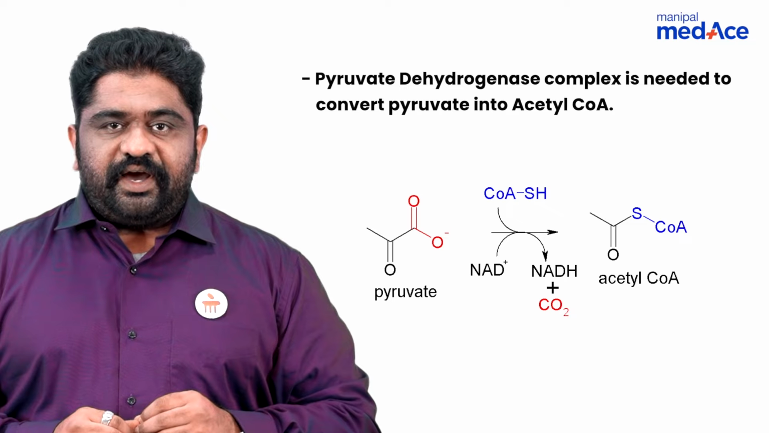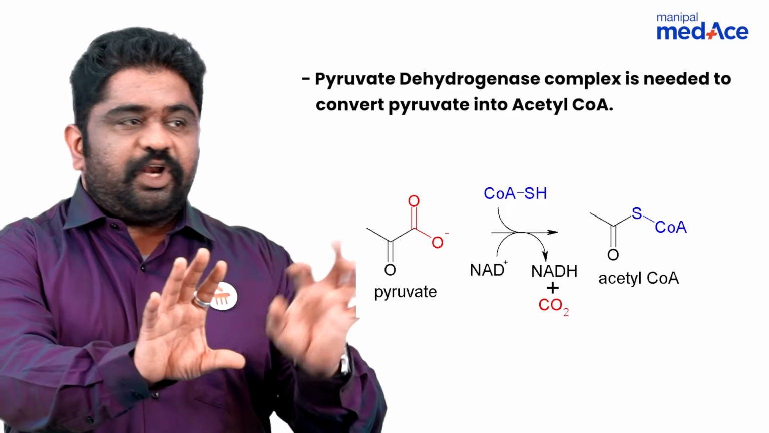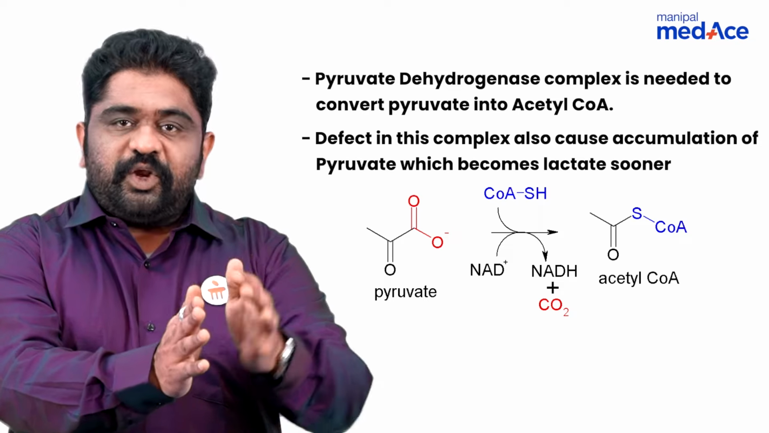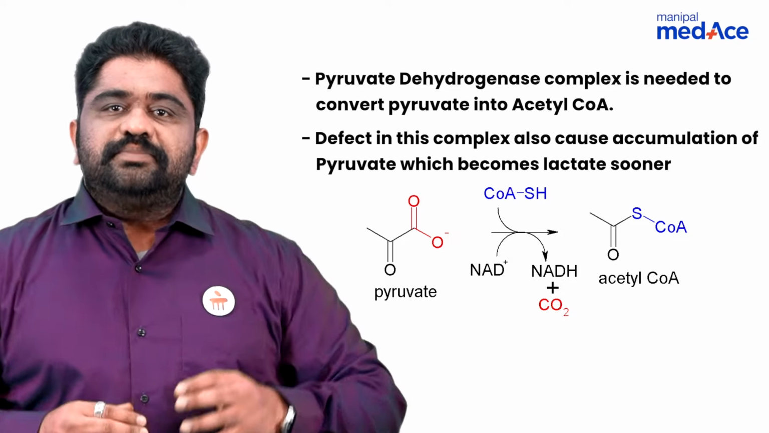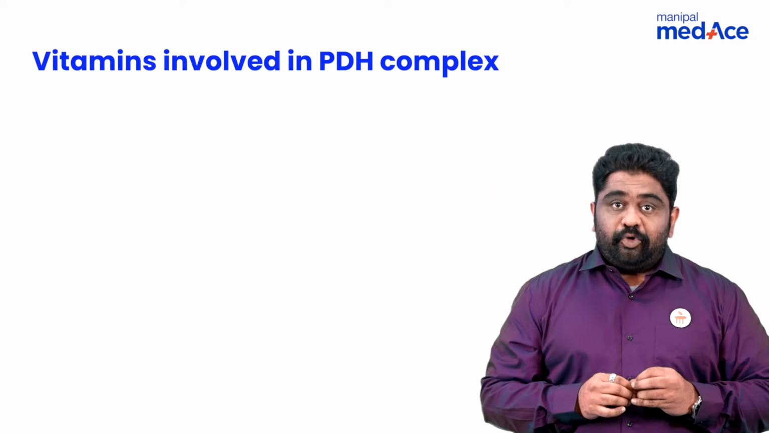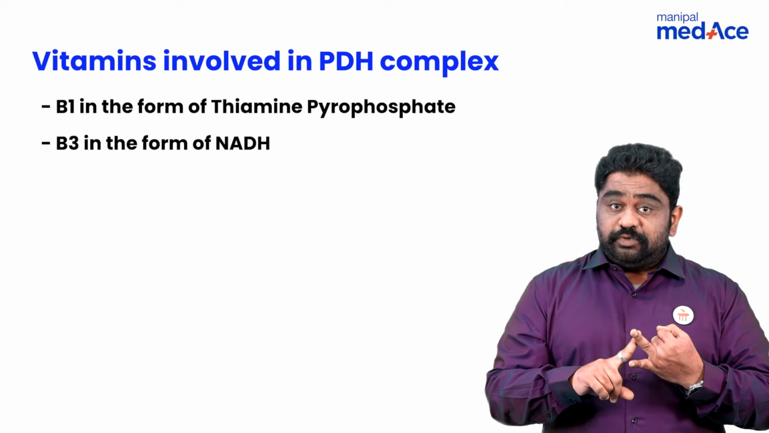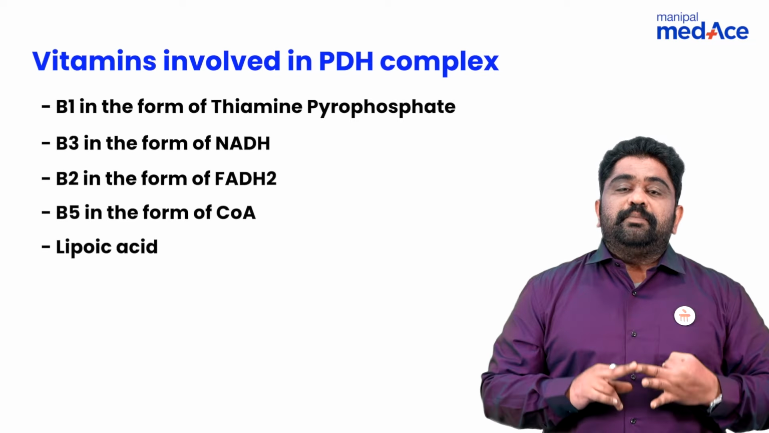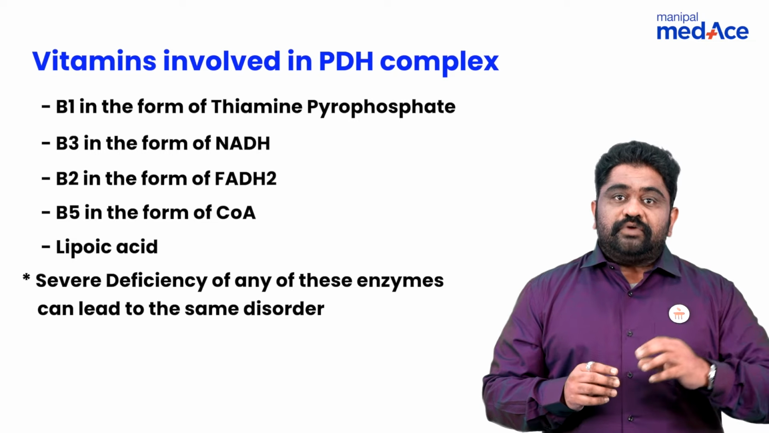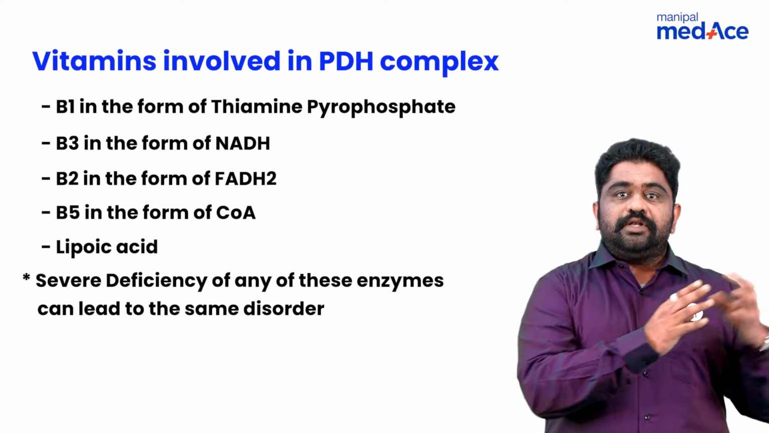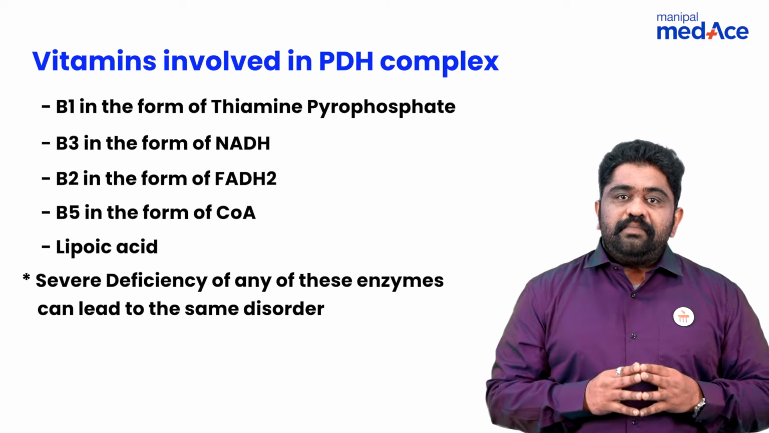PDH is pyruvate dehydrogenase complex, which tries to convert pyruvate into acetyl-CoA. If this enzyme complex is defective, then pyruvate can't become acetyl-CoA. Pyruvate becomes lactic acid. PDH complex is supported by thiamine pyrophosphate, which is vitamin B1, nicotinamide adenine dinucleotide, which is vitamin B3, and FAD, which is vitamin B2. So if there is a deficiency of these three vitamins also, you can have conversion of pyruvate to acetyl-CoA being blocked, and pyruvate can become lactic acid.